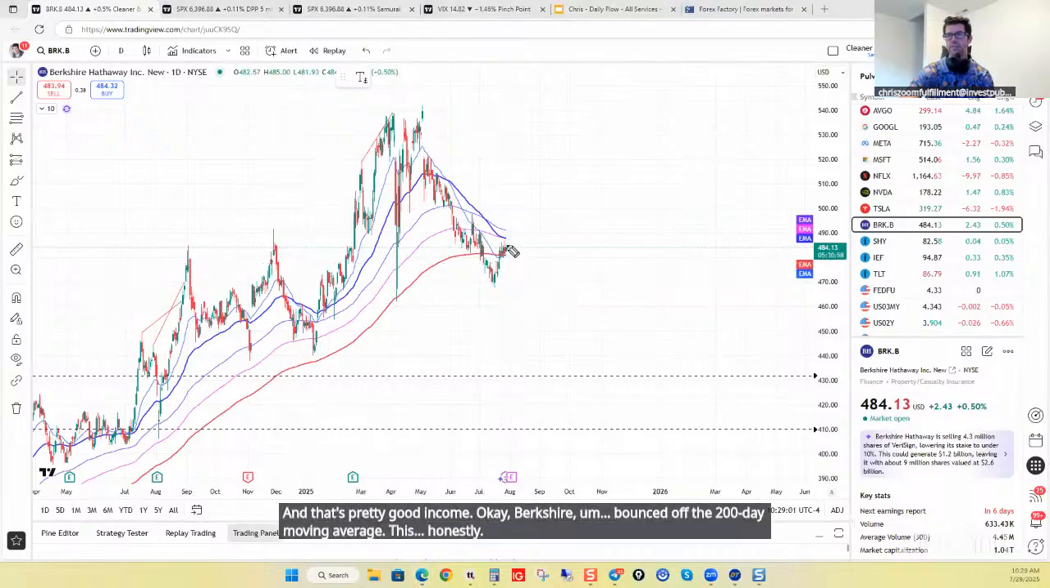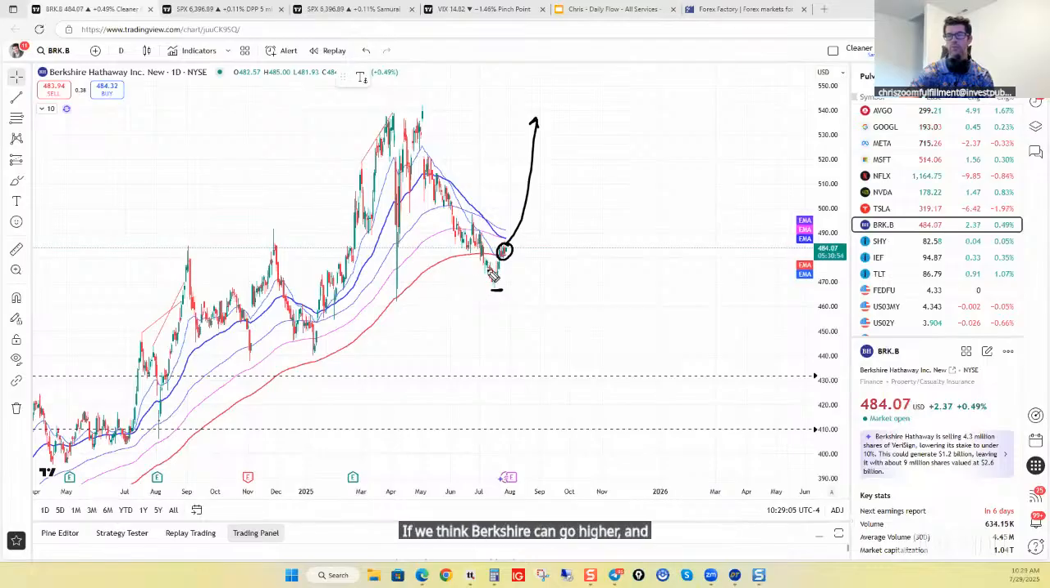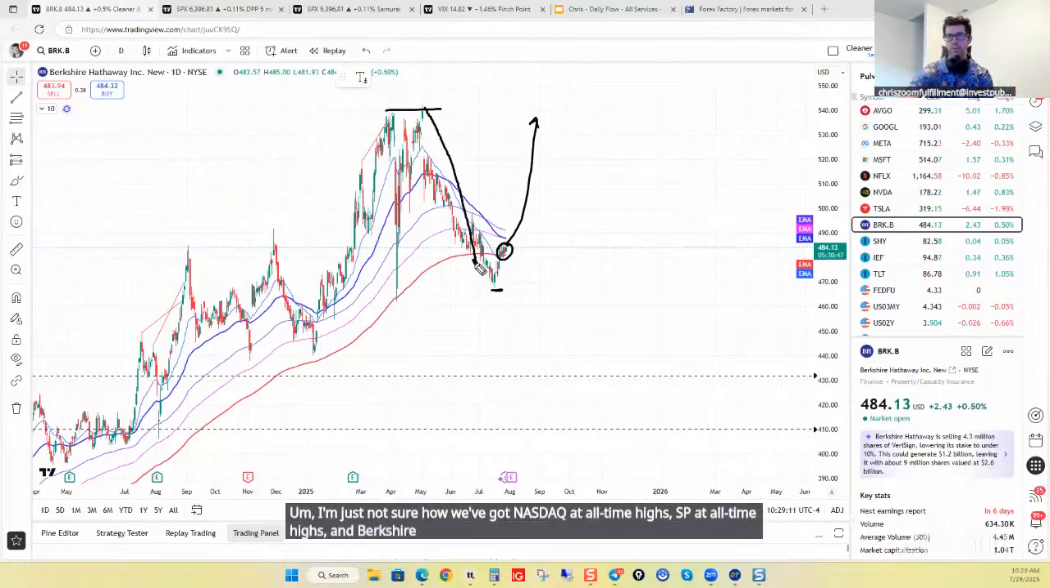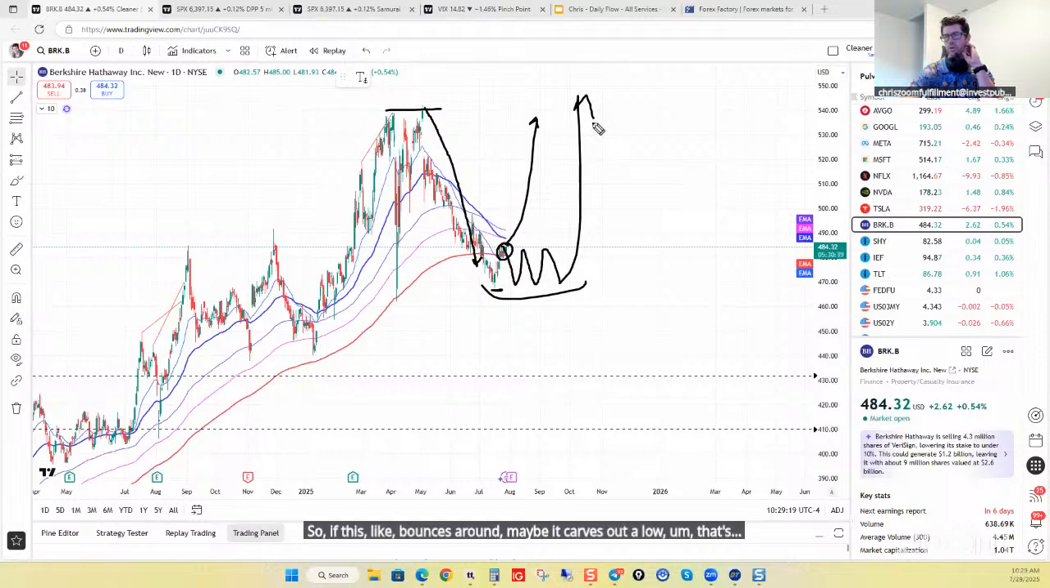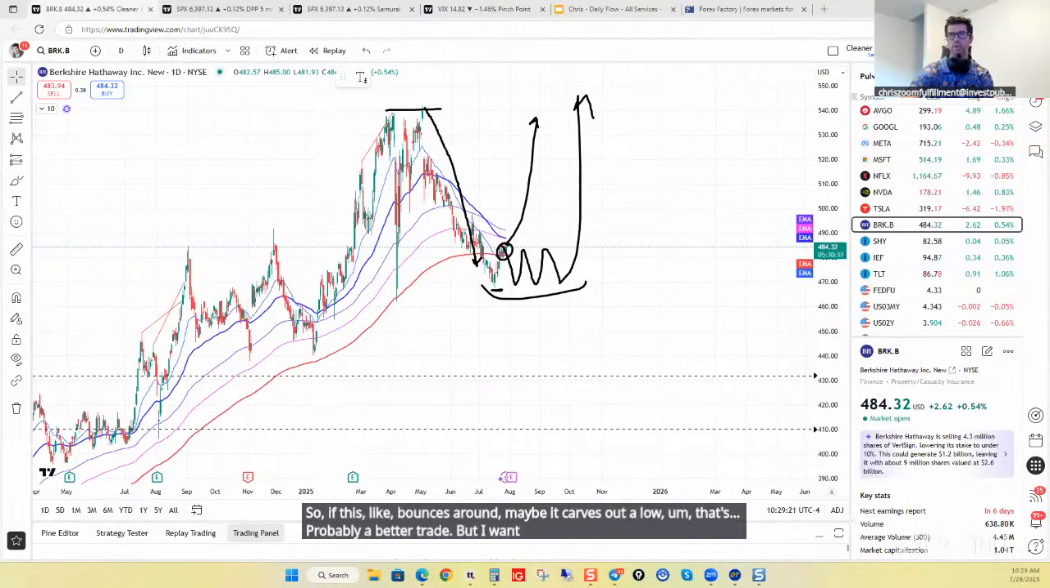Okay, Berkshire bounced off the 200-day moving average. Honestly, this isn't a bad trade. If we think Berkshire can go higher and we're hitting support at the 200-day, I'm just not sure how we've got Nasdaq at all-time highs, S&P at all-time highs, and Berkshire's like, man, we're going to be down here below the 200-day. So if this bounces around, maybe it carves out a low. That's probably a better trade. But I want a low risk, high reward trade on Berkshire.